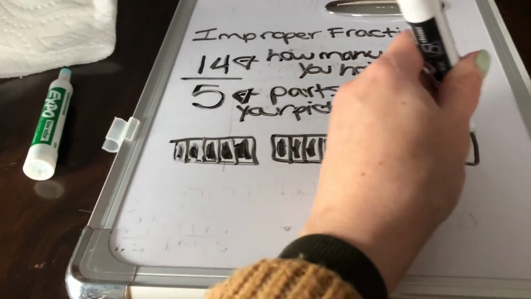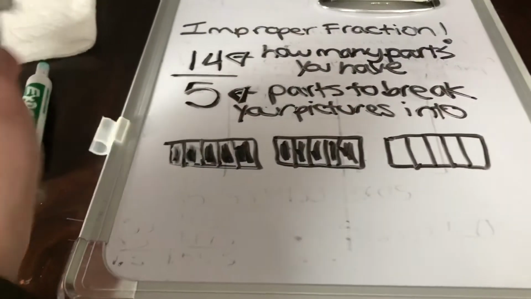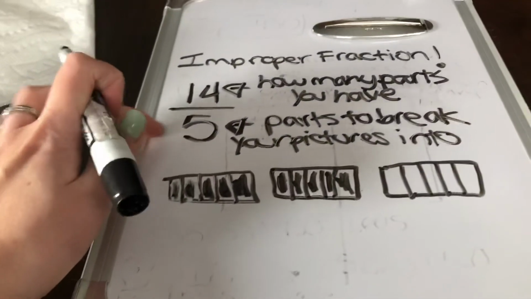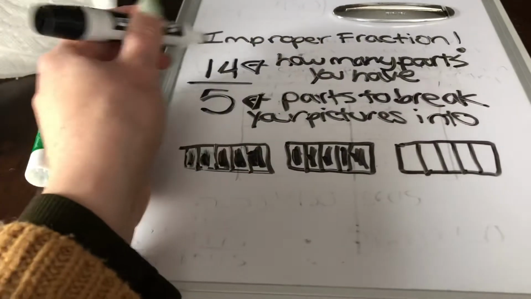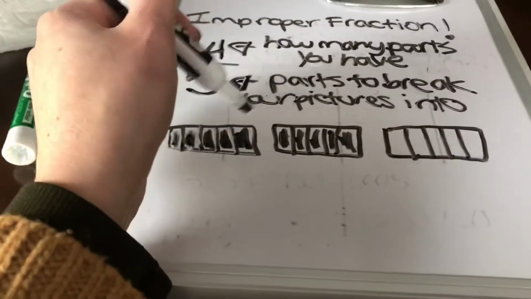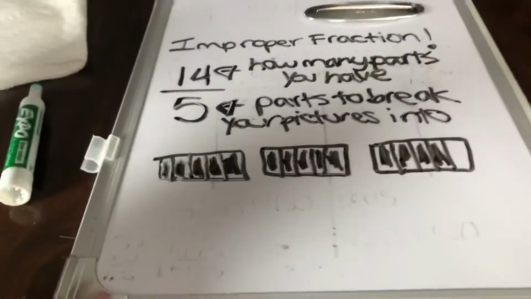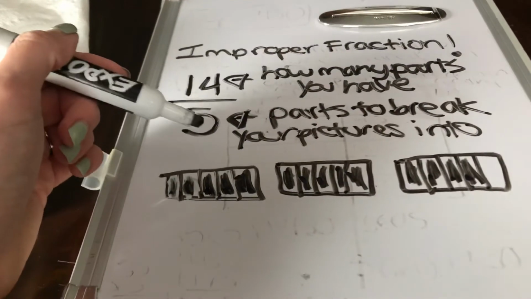I don't draw a rectangle with 4 parts though. I draw another rectangle with 5, right? You always have to draw 5 parts in your rectangles. Your denominator tells you that. But now I need to just shade in 4 more because I need a total of 14, and I've already shaded in 10. So 11, 12, 13, 14. Okay, so that is how you would draw a picture method for this question.